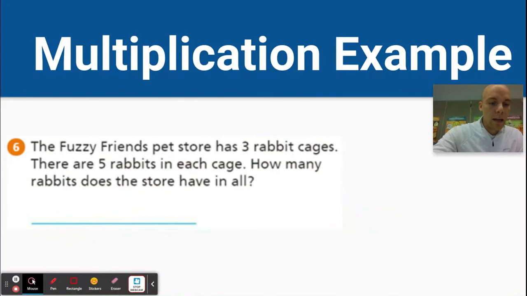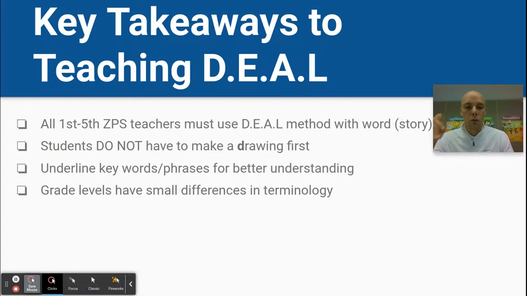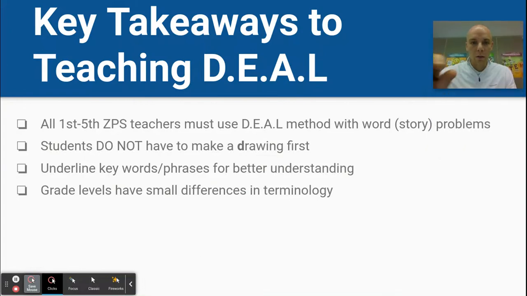Something that I did not hit on is that you do not have to do the drawing first. So even though D comes first in our DEAL, you do not have to do that first. Students might want to make a drawing so they can better understand and grasp what's going on, but students don't have to do that first. And you don't have to teach to do that first. If that isn't natural to the way that a student is learning, they don't have to. So even though the DEAL says that way.